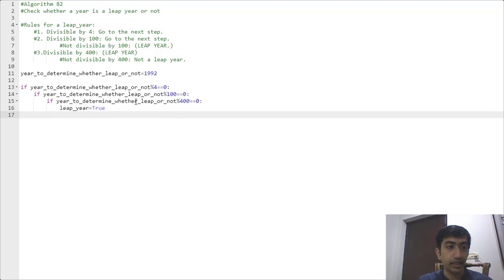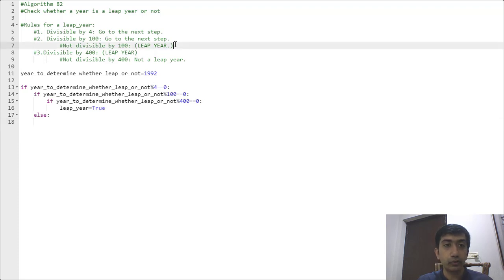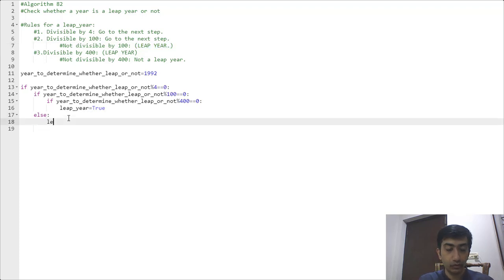However, if the year is divisible by 4 but it is not divisible by 100, this if and else are in the same level of indentation. If the year is divisible by 4 but it is not divisible by 100, so according to the rule we would declare it as a leap year. So leap year would be true.